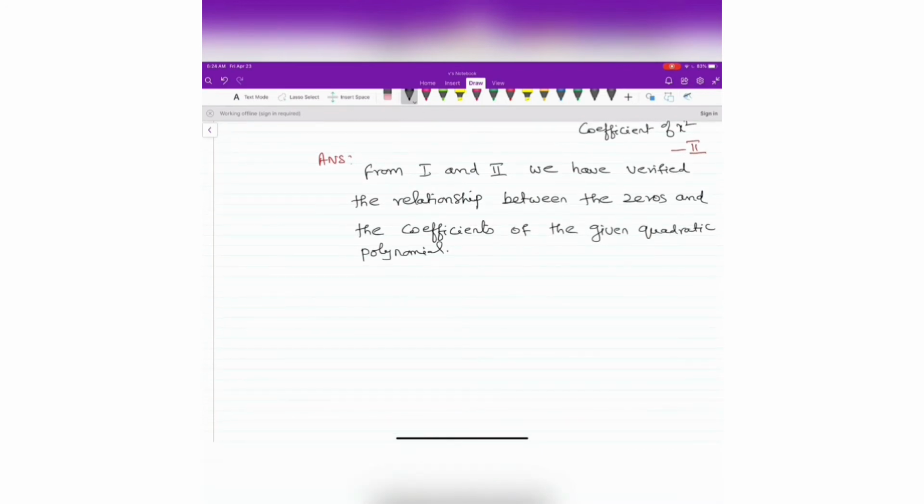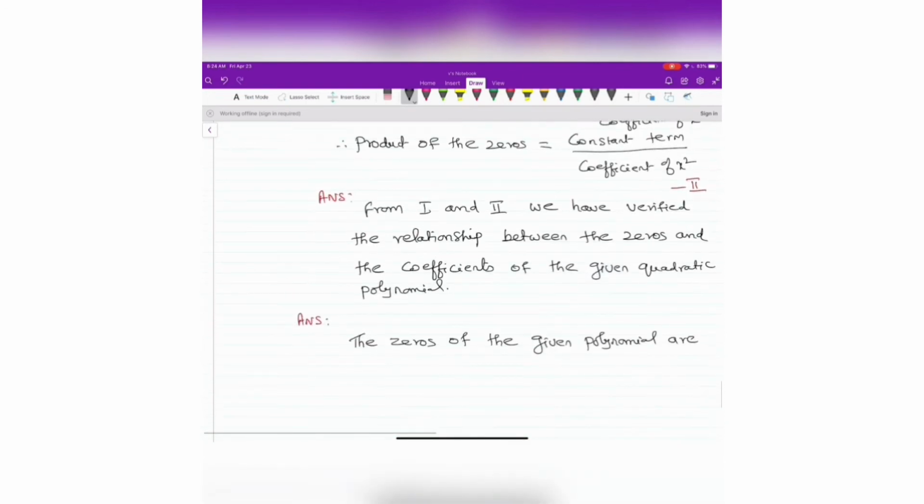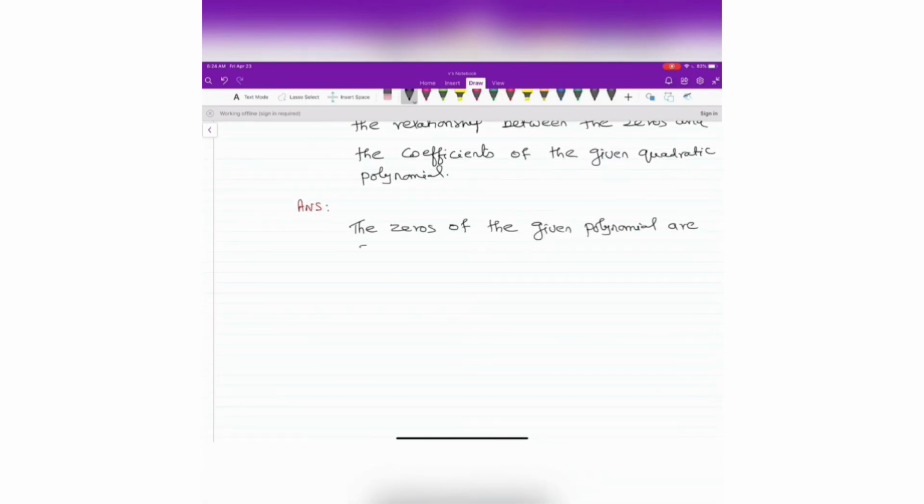Okay. Now, finally we need to write the answer. You have to write both the answers, that is the zeros of the given polynomial. We got the zeros as 2 and minus 2 by 5. This is the answer for the first part.